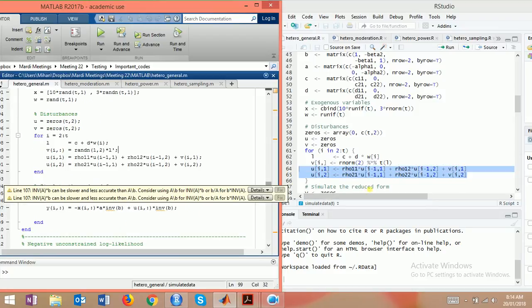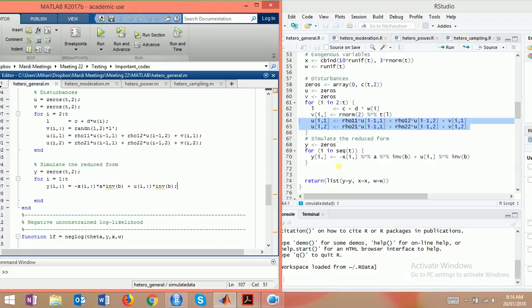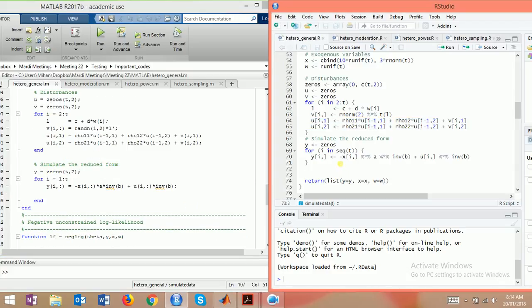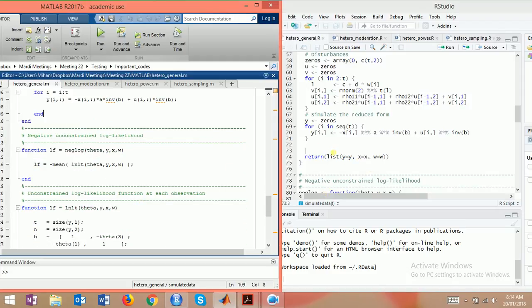Reduced form, simulate the reduced form zeros. This is the only difference for which we are doing this problem. Okay, everything else remains the same. Return list yy xx ww negative unconstrained theta y xw.